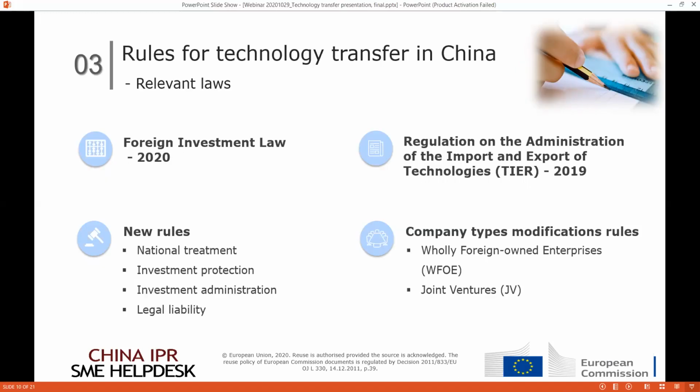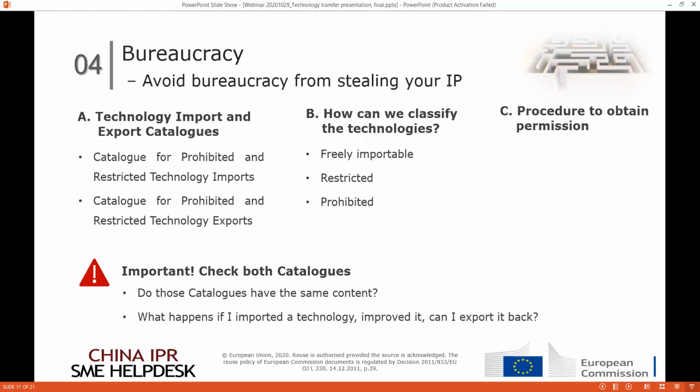But when we were talking about the import and export technologies, the tiers, we're actually talking about these catalogs that you can see on the slides that are very, very important when planning to transfer technology to China. You have the catalog for prohibited and restricted technology imports, and exactly the same, the catalog for prohibited and restricted technology exports. This means that these 2 catalogs define what technologies can be exported or imported into China and from China. You have to take into consideration that these catalogs do not have the same content. So your company may be able to import one technology to China, but it would be restricted or even prohibited to export this technology out of China.